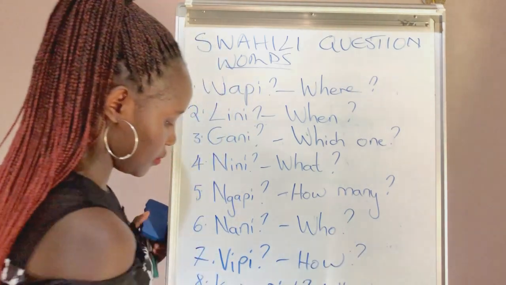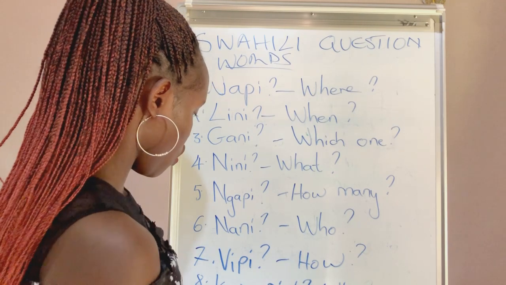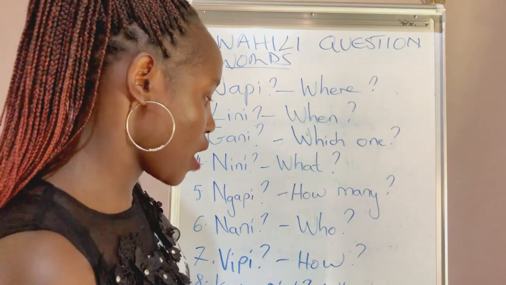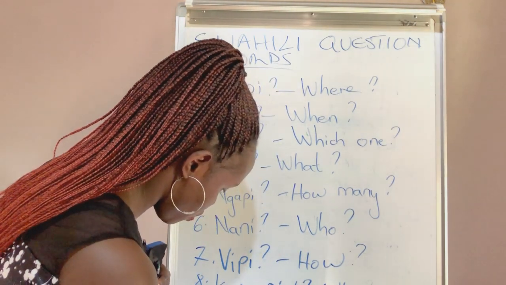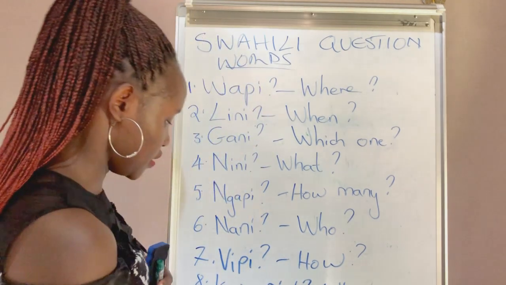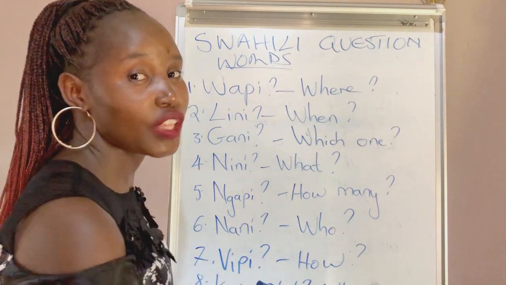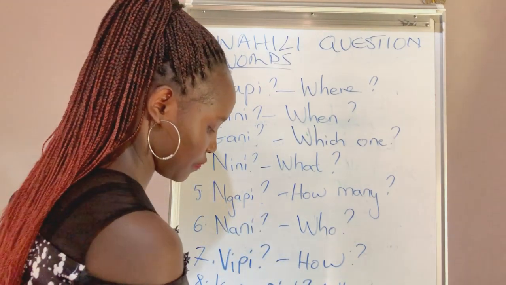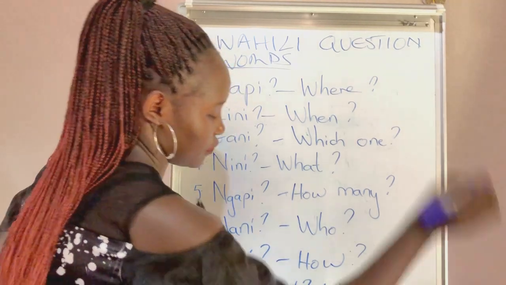All right. Then we have kwa sababu. Kwa sababu to mean because. This is used when you are answering the question which starts with kwa nini. So you say kwa sababu, then you add your response, your reason.